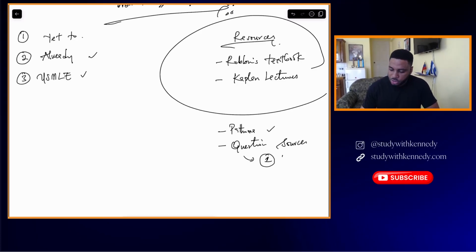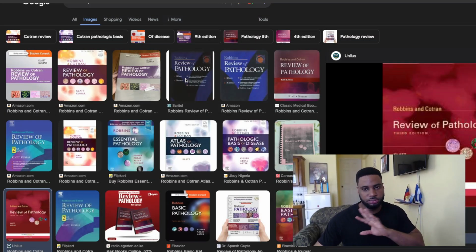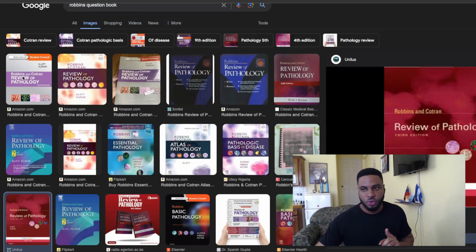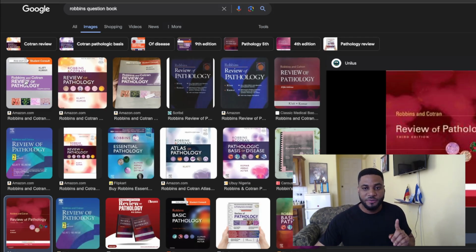Number one is the Robbins question book. The question book for the Robbins. And this is what I'm talking about right here. These books now come with various back covers and whatever, but it doesn't matter. Robbins and Cotran Review of Pathology. They have different back covers. It does the same thing. Some are newer editions, some are older editions. It doesn't matter to me. It's almost the same questions.